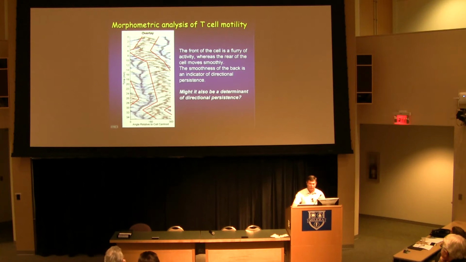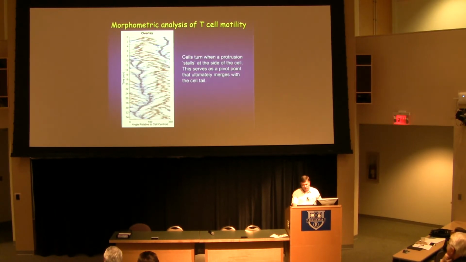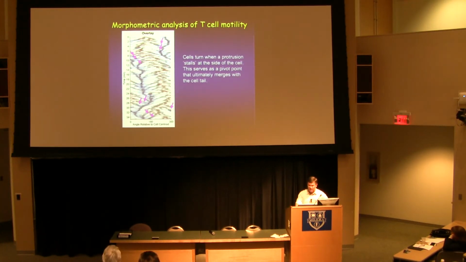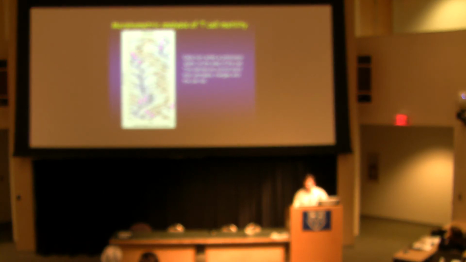And you can ask yourself, well, what happens when the cell makes major changes in direction? Well, one of the characteristic behaviors is that a certain protrusion will stall at the side of the cell, and this then serves as a pivot point that ultimately merges with the cell tail. So again, the cell maintains polarity, so it doesn't just throw it in reverse. It has to move the tail as it changes its overall directionality.